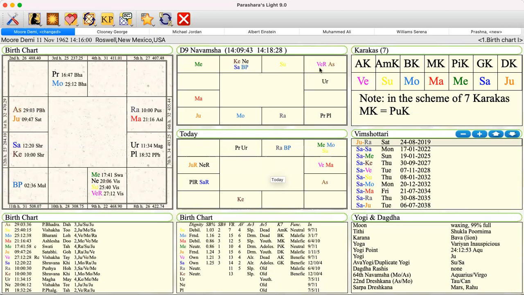And also Venus, although it's in good condition in Gemini, a friendly sign, actually the dispositor is weak. But then the dispositor of Mercury is Jupiter, and Jupiter is strong. So there are mixed results really in that one. So I look at all of those things.